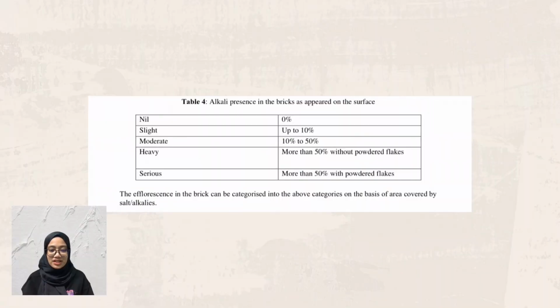This is the table stated in the studies for the efflorescence test, for alkali percentage reference. We can determine the category of the bricks by looking at the percentage of alkali present on the surface of a brick. So we can determine whether the brick is nil, slight, moderate, heavy or serious.